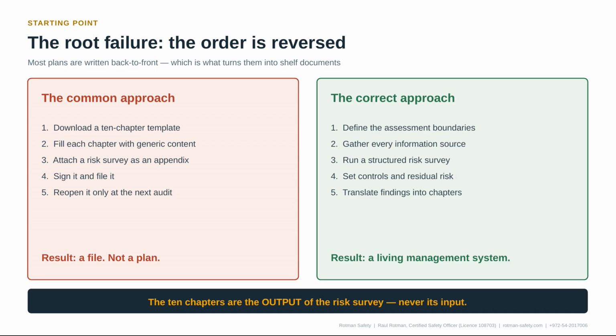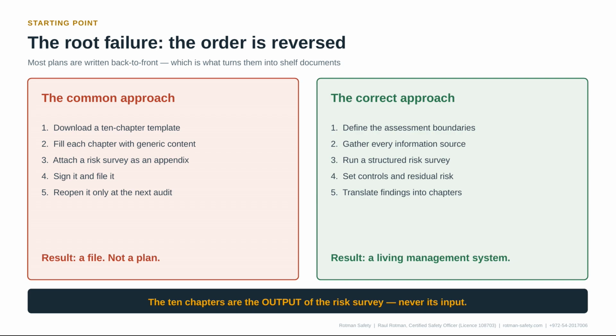Most safety management plans in Israel are written back to front. Someone downloads a 10-chapter template, fills each chapter with generic content, attaches a risk survey as an appendix, signs it, and files it. The result is a file, not a plan. The 10 chapters are the output of the risk survey, never its input. The survey is the engine. Every line in the plan should be traceable back to a finding in that survey.